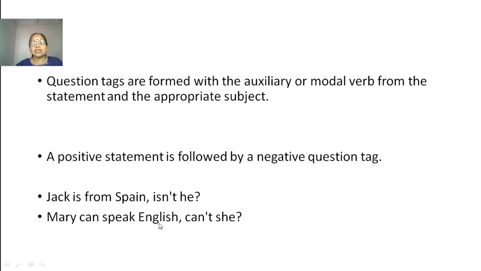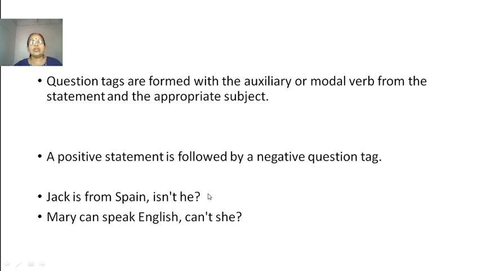Mary can speak English, can't she? So here, whatever verbs are there, these are auxiliary verbs. This you know, right? Is, can. So you just take the auxiliary verb in the statement, add not to that verb, then whether it is he or she, you will come to know by these names. Okay, see here, is is repeated here, you have added not, and here he means Jack, isn't he? So now in this way you have to make the tags.